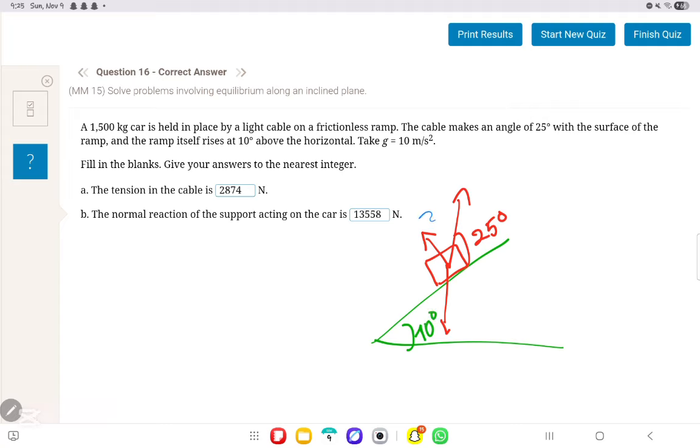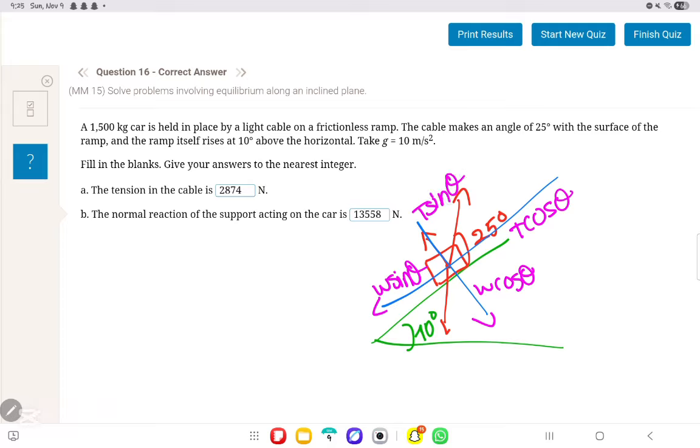Now, if you drew the x and y axis, it would be like this. Now they want the tension. If you resolve, you will see over here this is W sine theta, W cosine theta. Here this is tension cosine theta, tension sine theta. So we can say that it's held in place, meaning that it experiences inertia. If it experiences inertia, that means sigma fx equals 0, sigma fy equals 0.